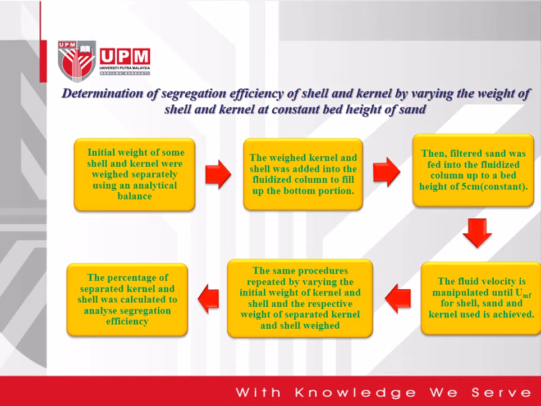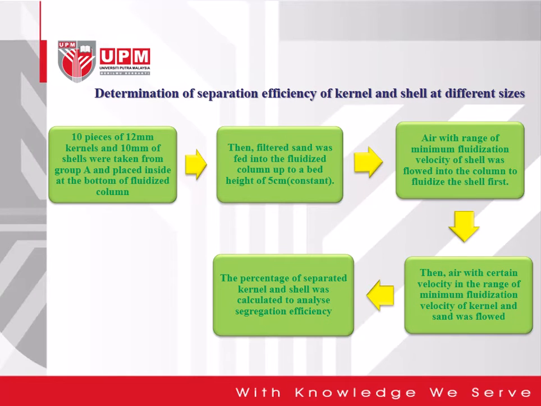For this time, we are actually playing with the sizes of kernel and shell, which means that we are manipulating the size. It was fixed into group A, group B, group C, and group D. Group A consists of 12 mm kernels and 10 mm shells. So we take 10 pieces of the 12 mm kernels and 10 mm shells from group A and place them at the bottom of the column.